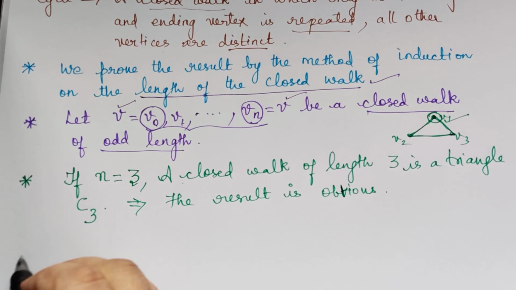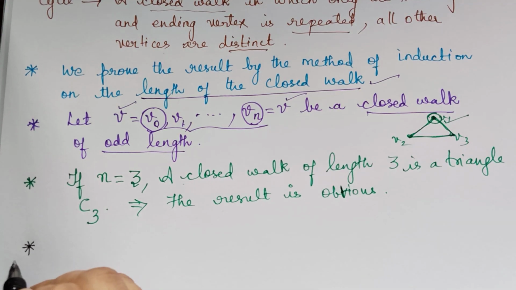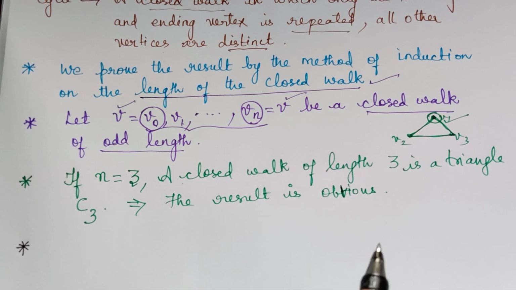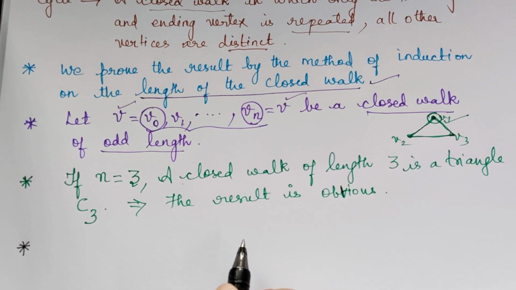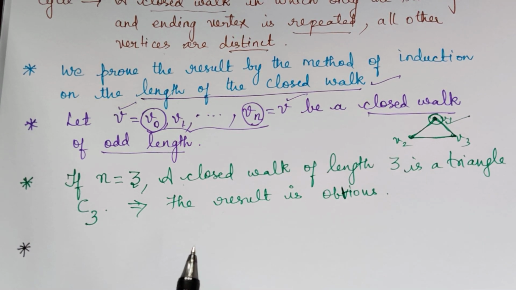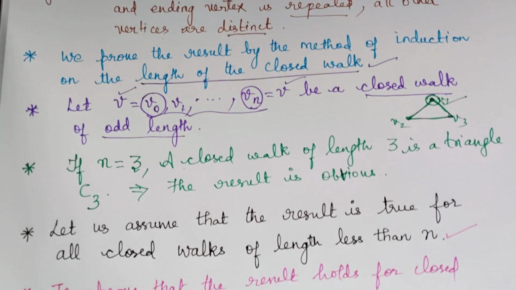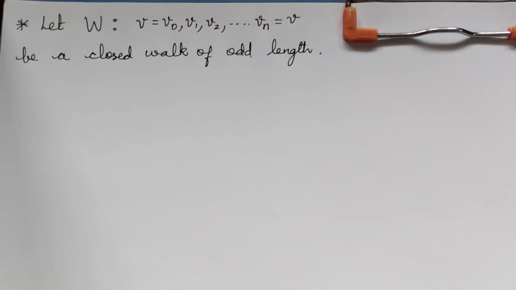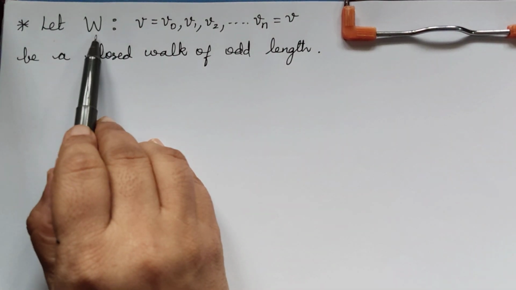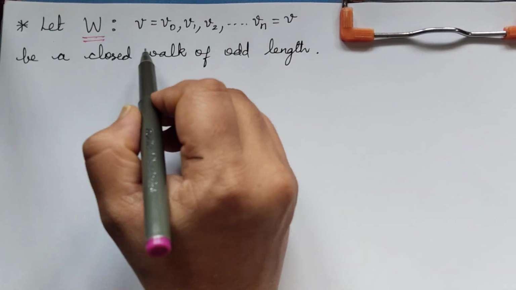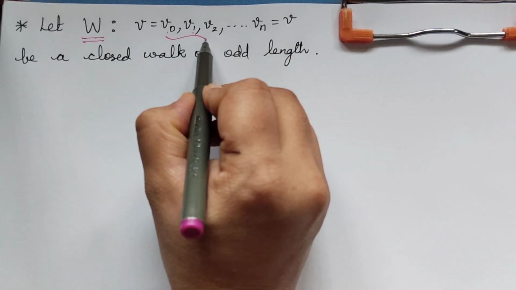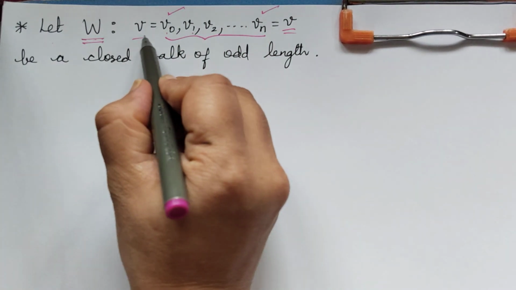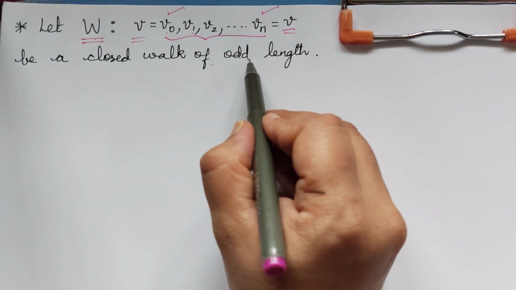Now after proving this, since we are doing the method of induction, we have to assume that the result is true for all closed walks of length lesser than n. Assuming this, now we have to prove that the result holds for a closed walk of length n. So in order to prove that, we are going to take a closed walk W: V0, V1, V2, etc. up to Vn, where the initial vertex and the terminal vertex are same. So this is a closed walk of odd length.